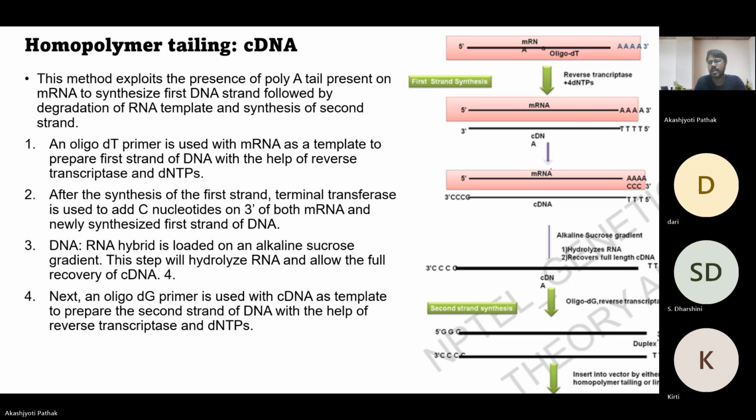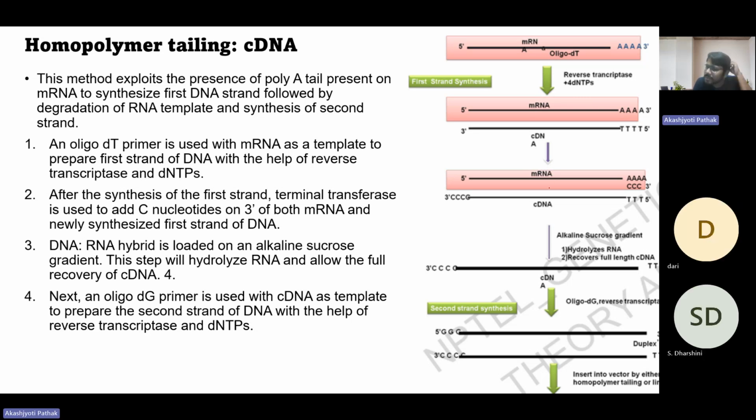Now what is done? What you are left with is a DNA RNA hybrid. Now you want to hydrolyze this RNA. So what is done is this RNA DNA hybrid is passed into an alkaline sucrose gradient. This alkaline environment will degrade the mRNA. Okay, the mRNA gets degraded, and you are left only with the cDNA.